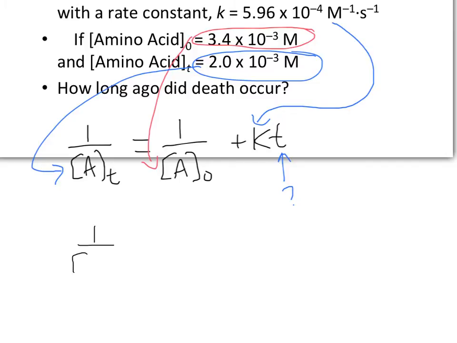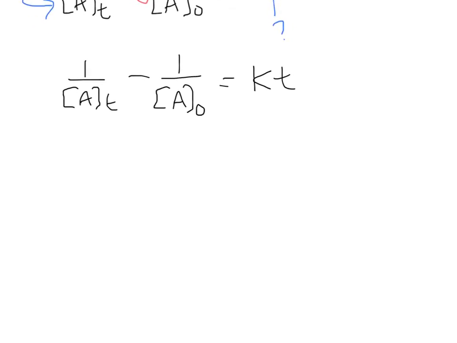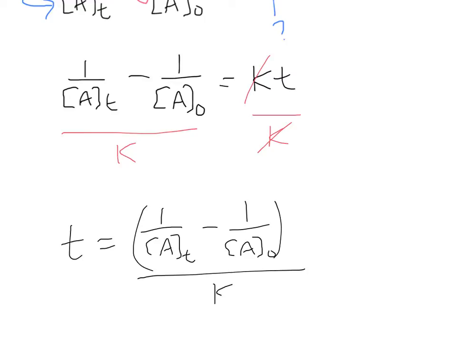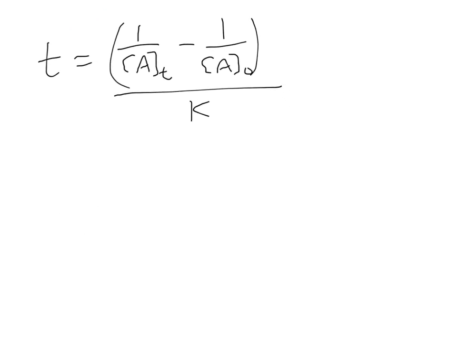So let's go ahead and bring this A sub 0 term to the left-hand side. Why? Well, that starts to leave t looking lonely. And let's make it completely lonely by dividing both sides by k. And so if we divide both sides by k, then we know that we can calculate t. We just have to take 1 over the actual concentration minus 1 over the original concentration and divide the whole expression by the rate constant. And in our problem, we're given all of these, and so we can just plug them in.